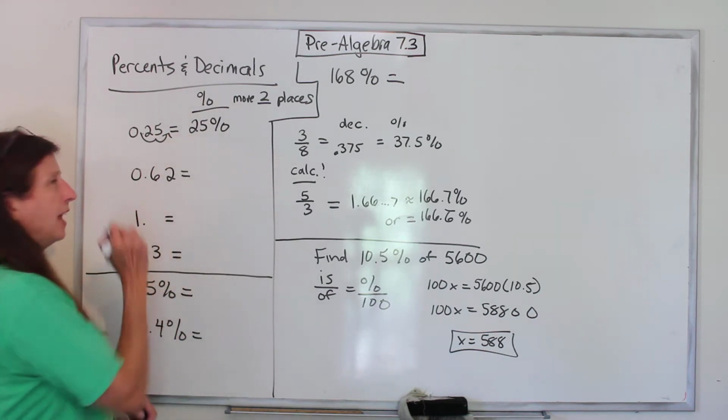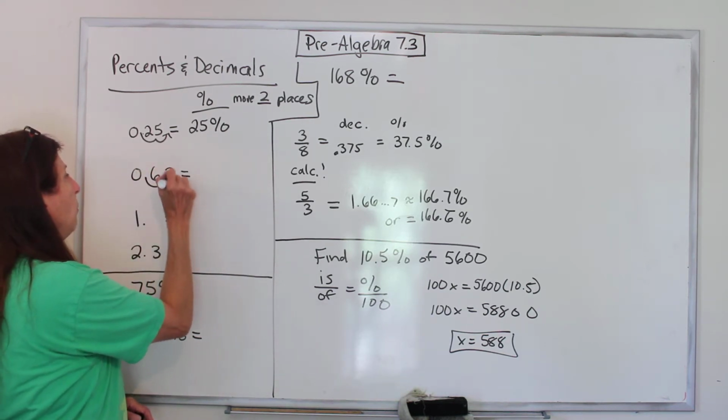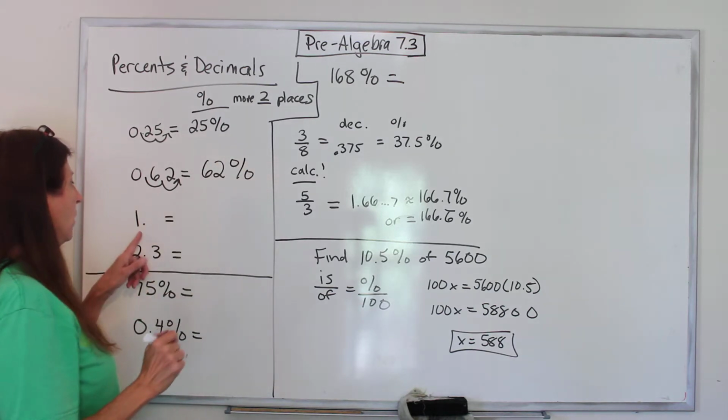So let's do this one. How many places? 2 places. So let's do it. Whoop, whoop. 62%.